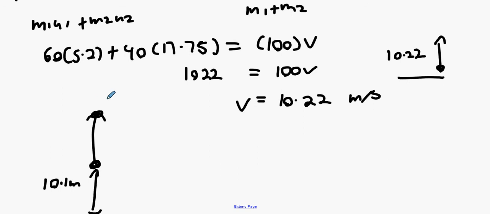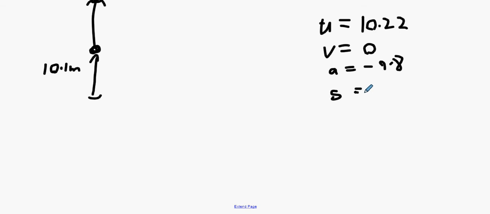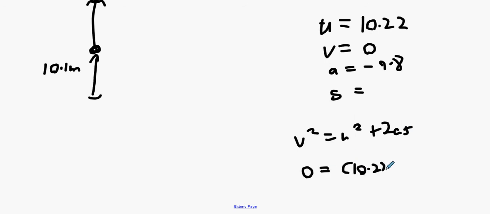So now what we're going to do is UVAS this. U is 10.22. V is 0. A is minus 9.8. S is what we're looking for. So let's use v squared equals u squared plus 2as. And we're going to get 0 equals 10.22 squared minus 19.6 s. Alright, square 10.22.